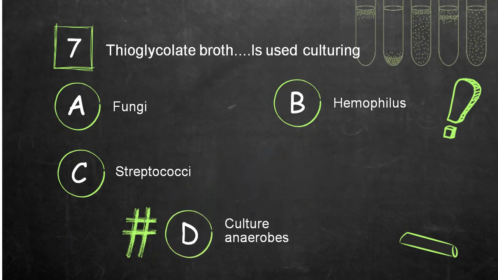If you see thioglycolate broth, it consists of sodium thioglycolate. This thioglycolate broth helps for culture of anaerobes. So how does it support the growth of anaerobes? Because sodium thioglycolate consumes the oxygen. As it consumes the oxygen, it allows the growth of obligate anaerobes, strict anaerobes.